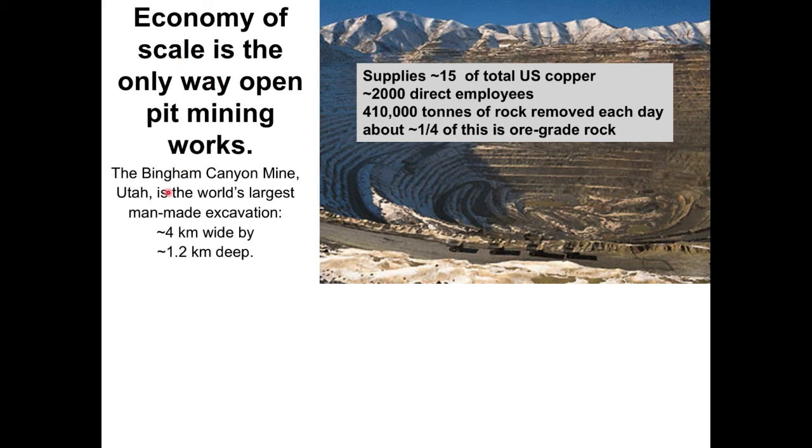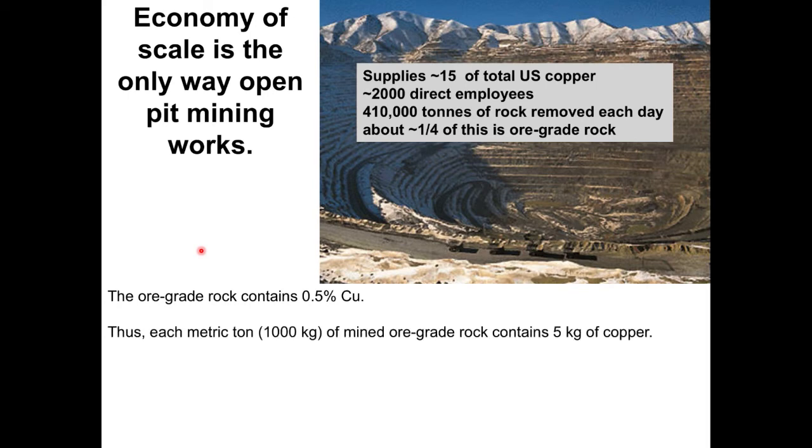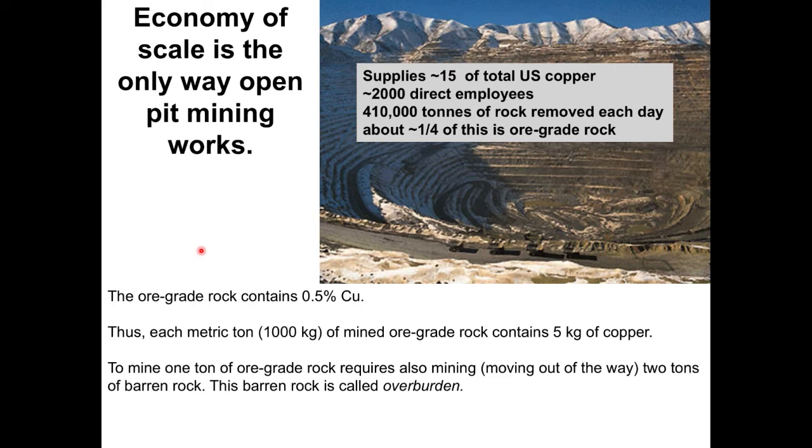So the Bingham Canyon mine in Utah is the world's largest man-made excavation. It's now a little more than 4,000 meters in diameter and 1,200 meters depth, or 4 kilometers by 1.2 kilometers. The ore grade rock, so only the ore grade rock, contains about half a weight percent copper, or 5,000 parts per million copper. Each metric ton therefore contains about 5 kilograms of copper. To mine 1 ton of ore grade rock requires also mining 2 tons of barren rock. And that barren rock or waste rock we call overburden.